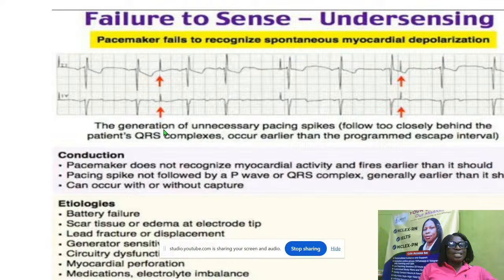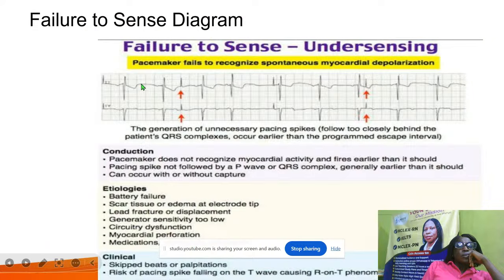So in failure to sense, the best way to know it is that you have more spikes than the number of what is to be paced. Okay, let's count these ventricles now. 1, 2, 3, 4, 5, 6, 7, 8. So let's count the number of spikes. 1, 2, 3. There are more spikes.